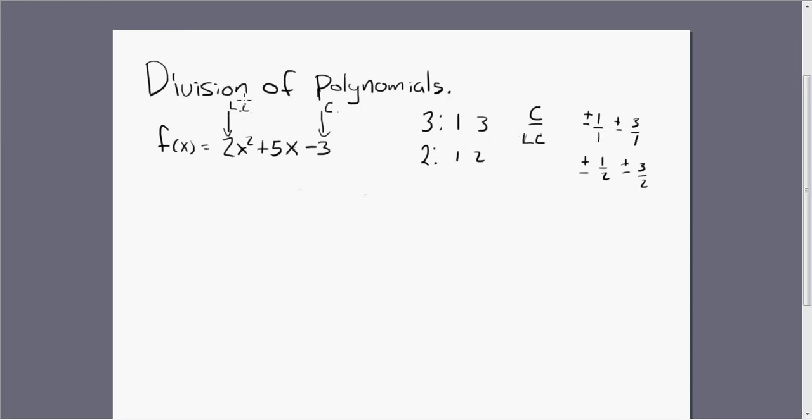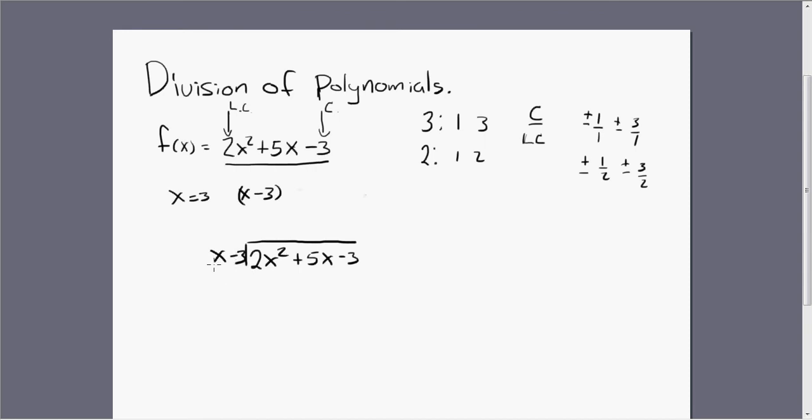So I'm going to show you how to divide this polynomial by a binomial. I'm going to pick positive. I'm going to say if the solution is x equals 3, then the binomial would be x minus 3. And this is just to see if x minus 3 is a factor of 2x squared plus 5x minus 3. So down here I'm going to rewrite 2x squared plus 5x minus 3, and I'm going to divide that by x minus 3.